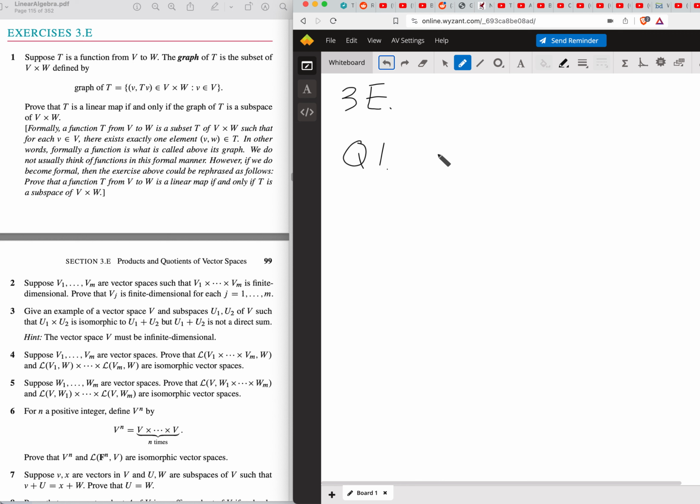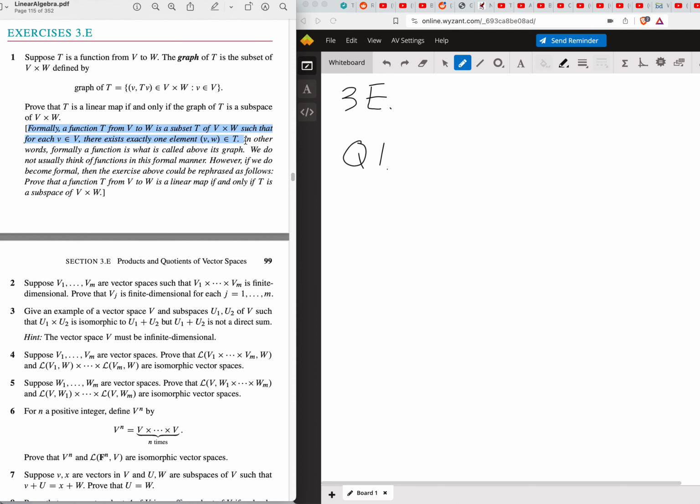Yeah, I don't know about that. That seems kind of difficult. So first, I want to know what it means for a graph of T to be a subspace of V cross W, because it's not well defined here. So let's see what they have to say. It says formally a function T from V to W is a subset of V cross W such that for each v in V there exists exactly one element (v, w) in it. Okay. Yeah, that makes sense.